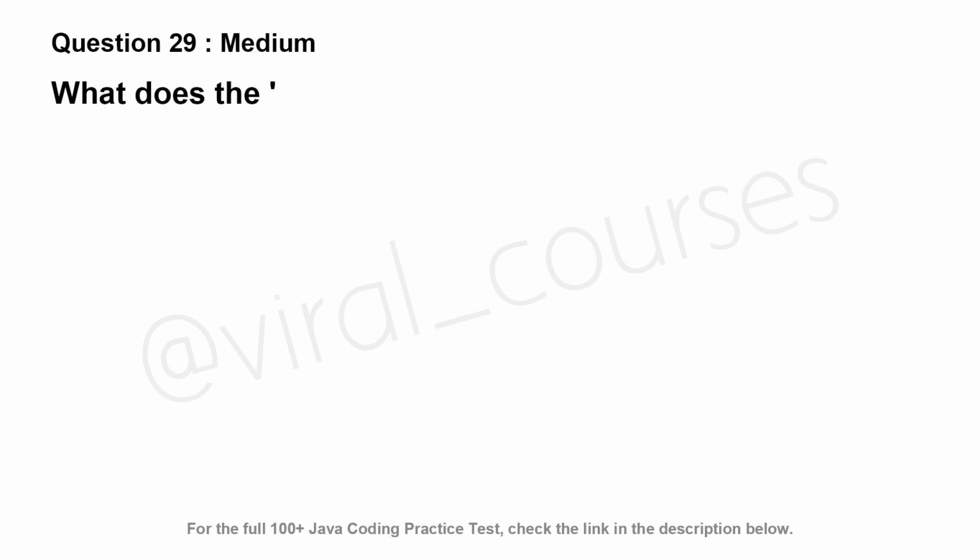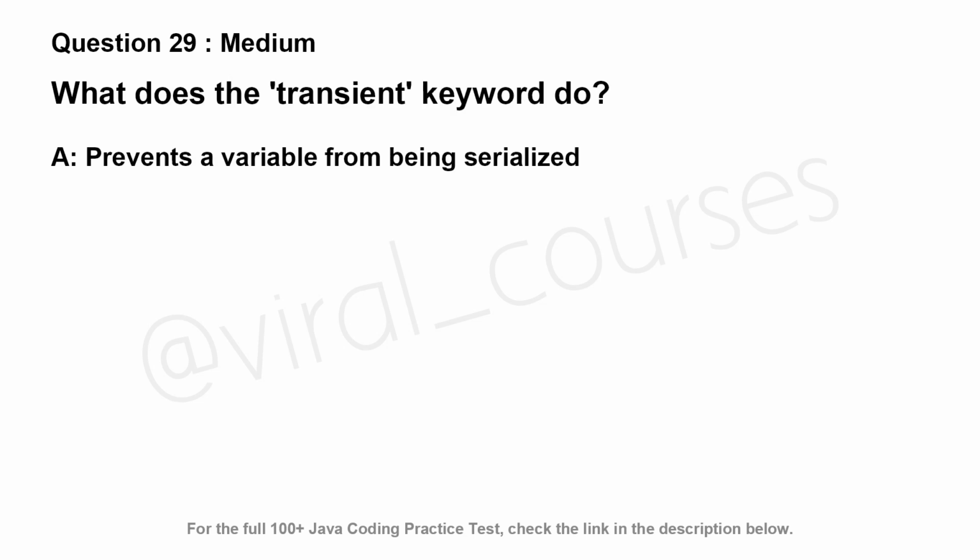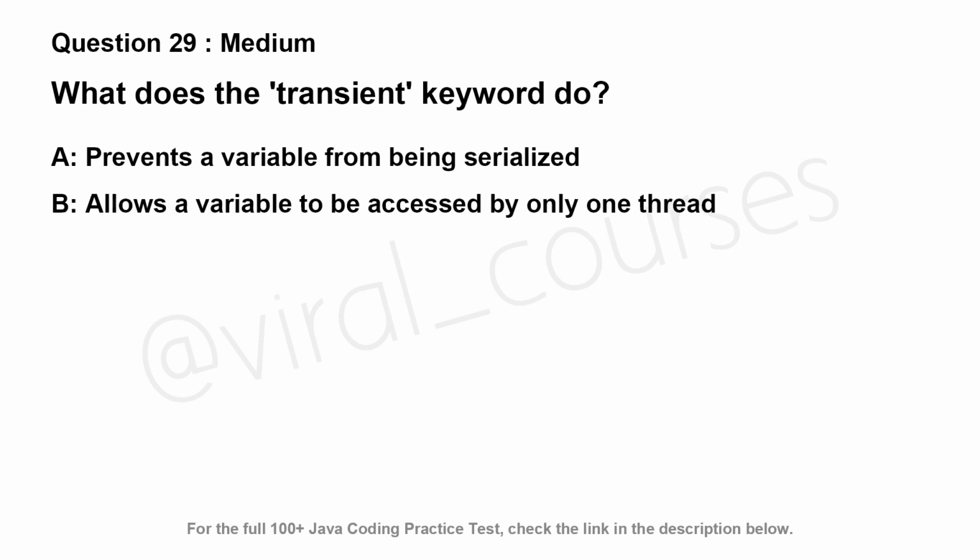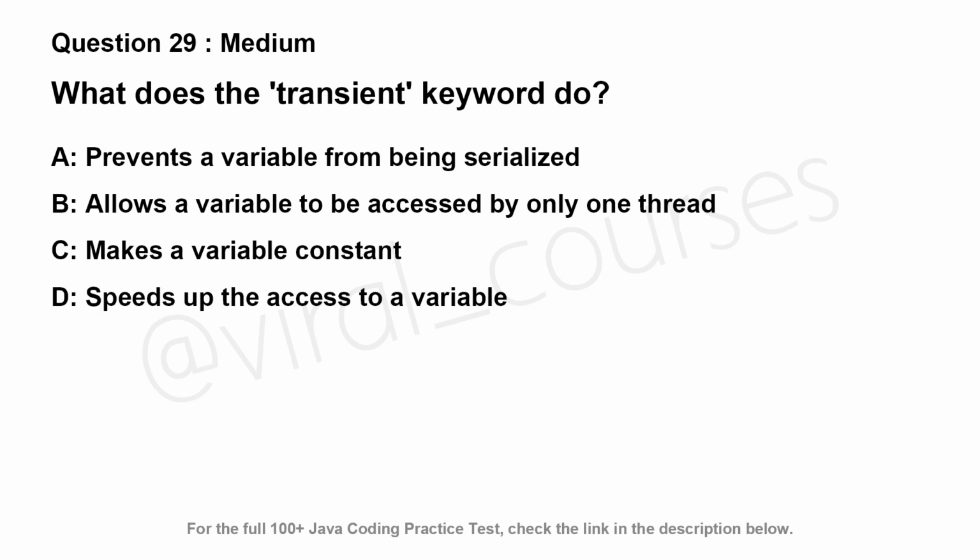What does the transient keyword do? Option A, prevents a variable from being serialized. Option B, allows a variable to be accessed by only one thread. Option C, makes a variable constant. Option D, speeds up the access to a variable.